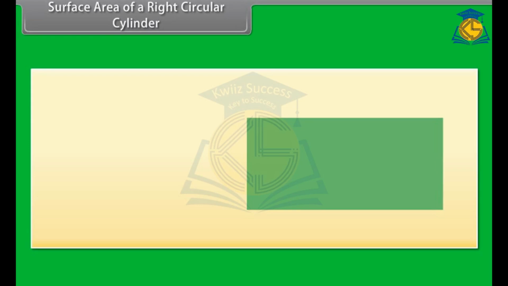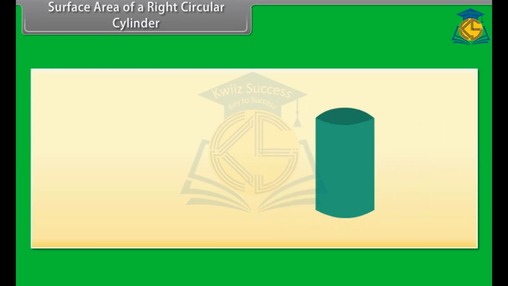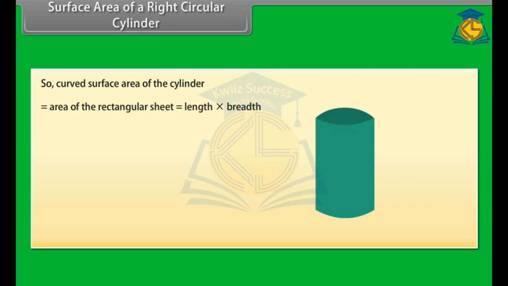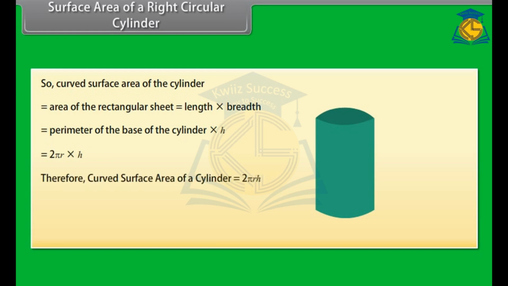We get the curved surface area of a cylinder by using a sheet of paper. When we roll it, we get a cylinder. So, curved surface area of the cylinder is equal to area of the rectangular sheet, which equals length into breadth, which is equal to perimeter of the base of the cylinder into h, which equals 2 pi r into h. Therefore, curved surface area of a cylinder is equal to 2 pi rh.